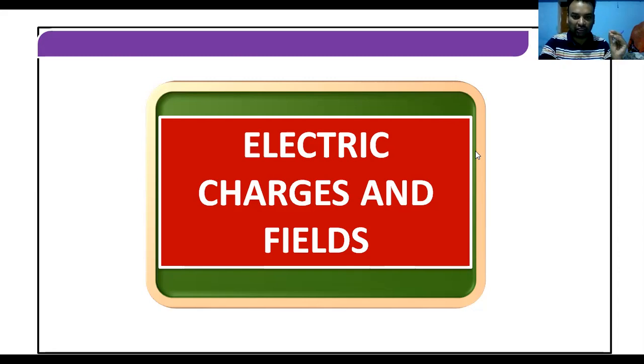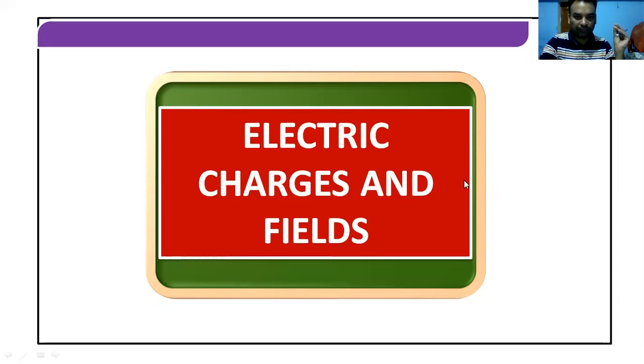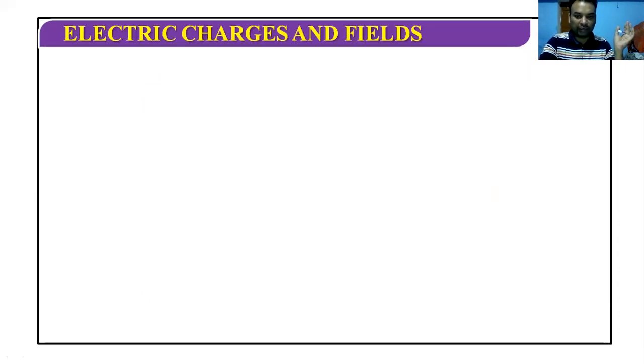Charged particles, we know, are of two types: either a positive charged particle or a negative charged particle. Both charged particles impart a force on each other. One charged particle will impart a force on the other and vice versa. Similarly, today's topic is about the field produced by the electric charge.